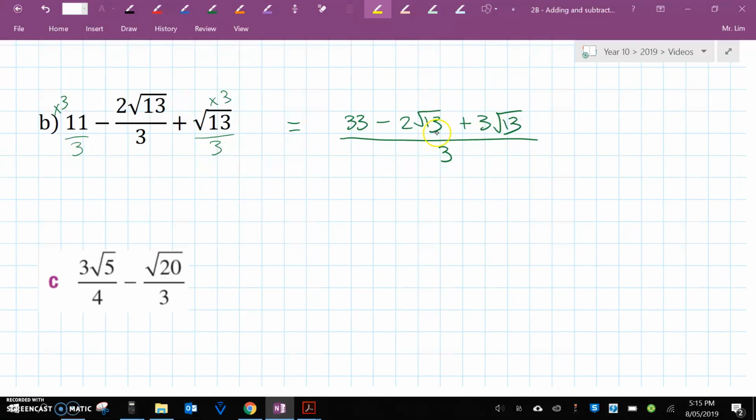Here we have our like terms. Minus 2 root 13 plus 3 root 13 is equal to 1 root 13 all over 3. And that's our final answer.